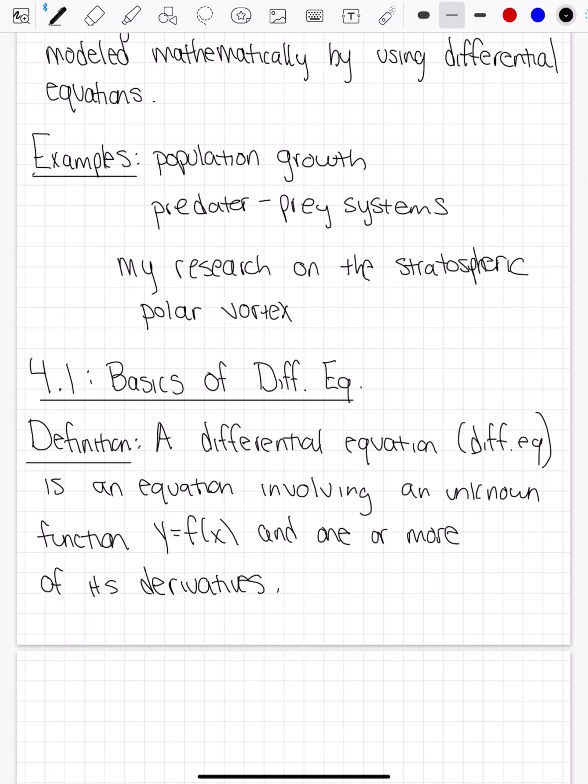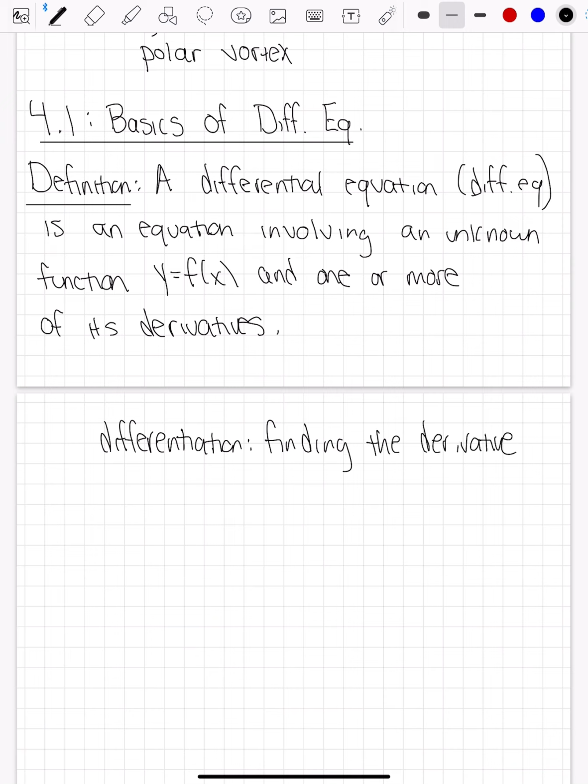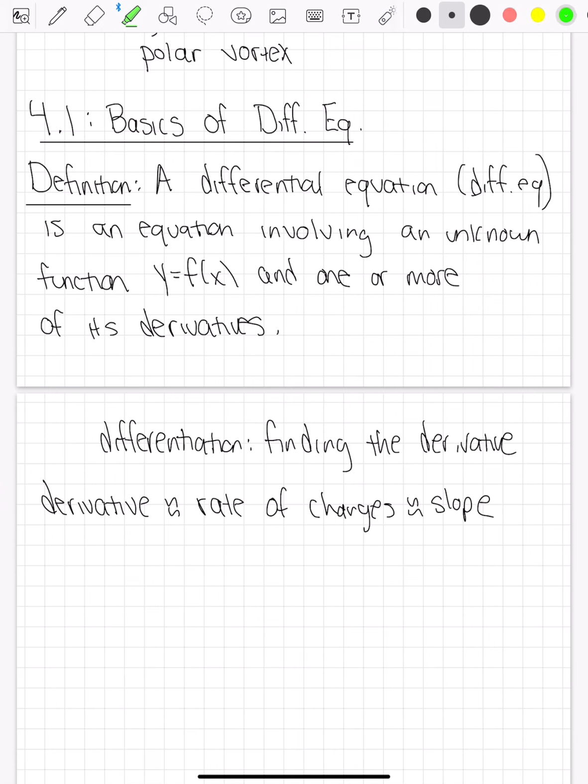Because remember that differentiation was the process of finding the derivative. And so that's why they're called differential equations, because they use derivatives. And remember that a derivative is pretty much synonymous to a rate of change. That is what a derivative describes. Remember, the derivative is the slope at a specific point. So this was the definition for a differential equation.